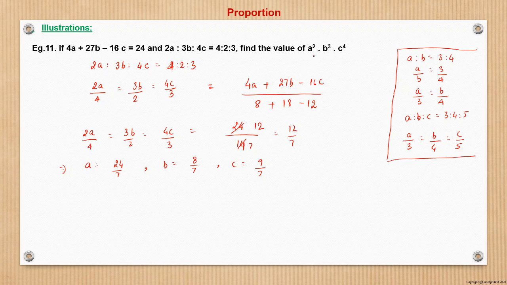So we have to find the value of a square, b cube and c4. So a square into b cube into c4 is nothing but 24 by 7 whole square into 8 by 7 whole cube into 9 by 7 whole 4. So now this boils down to mere calculation only, no concepts further here on. So this will give some answer. We can do the calculation on a calculator.